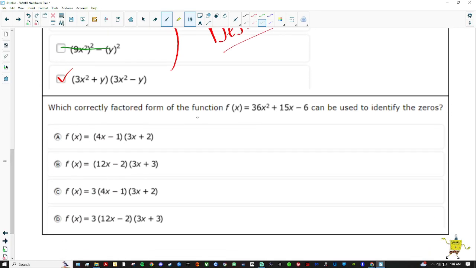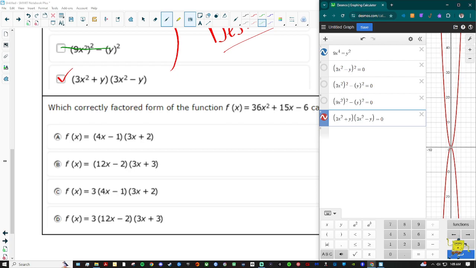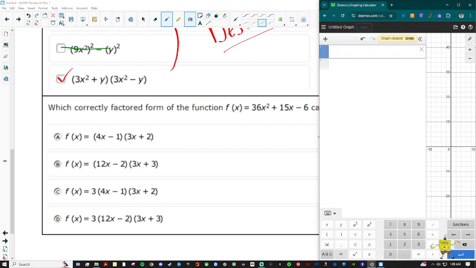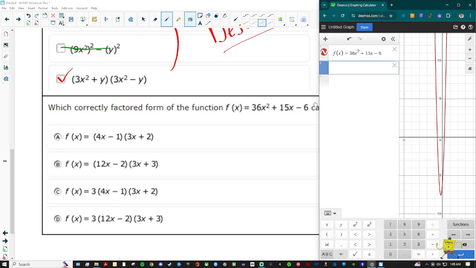All right, which correctly factored form of function can be used to identify the 0? Again, we're going to cheat the system. So we're going to type in our question. So we have f of x, lowercase, equals 36x squared plus 15x minus 6. So here's what my graph looks like. And all I need to do is see which of these is the same.